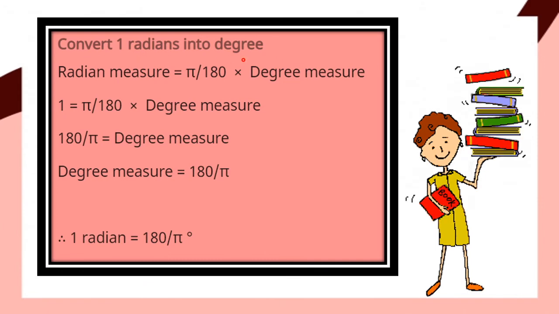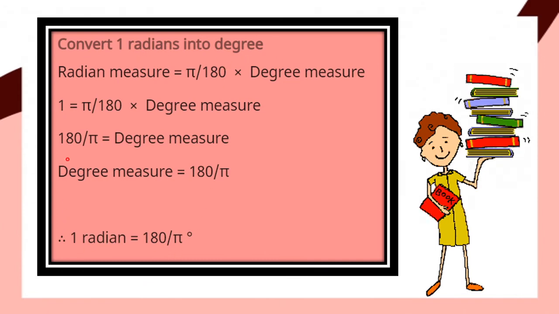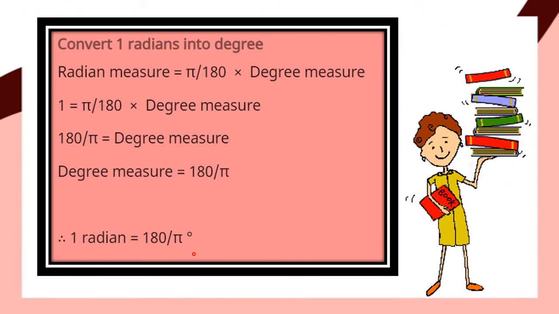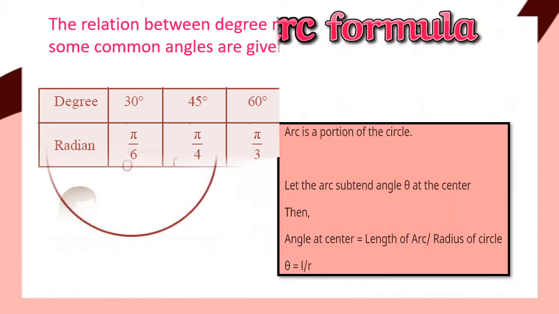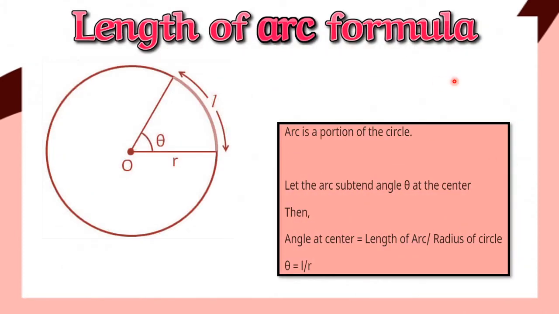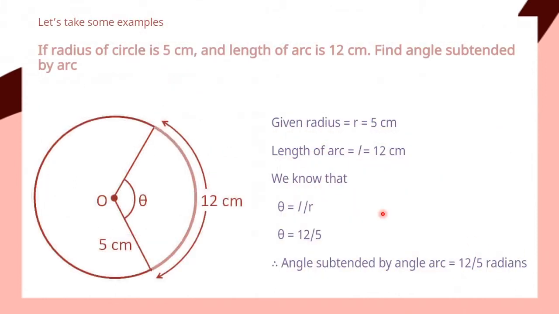And convert 1 radian into degrees. So 1 radian, again by using that formula, will be 180 upon pi degrees. Now for the relation between degree measure and radian measure, here is the table in front of you, students, and you should learn these values by heart. Now the length of arc formula, as we have just seen on the last slides: theta is equal to L by r, where L is the length of arc and r is the radius of the circle.